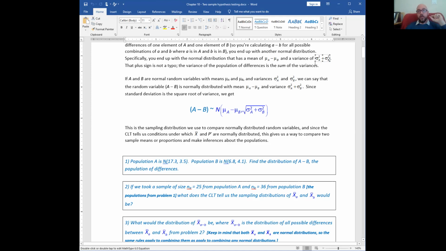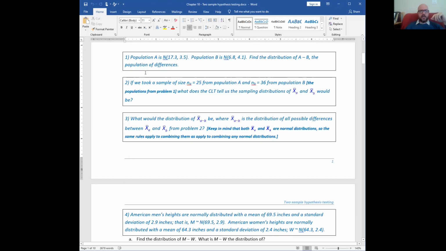Consequently, this right here is the variance of A minus B. So the standard deviation of A minus B is the square root of that, right here. So this is how you get the distribution of all possible differences of two normal distributions. So here's what we're going to do with that.